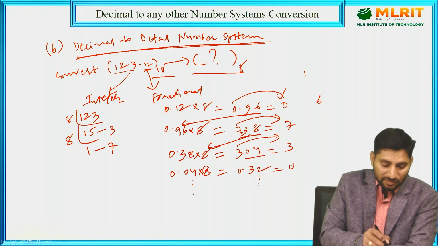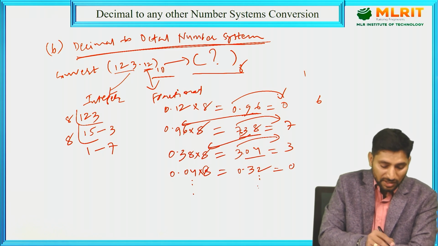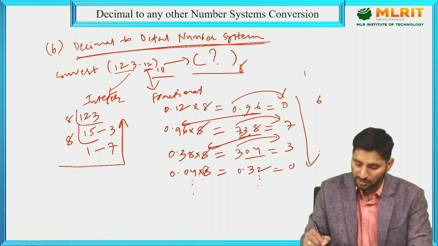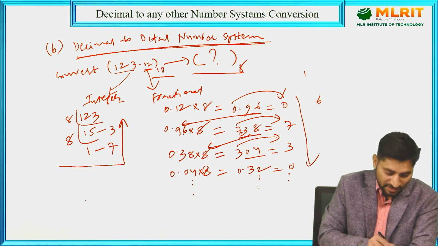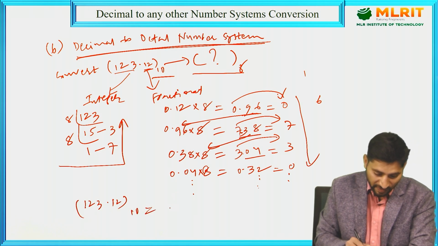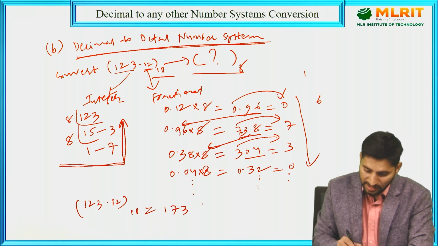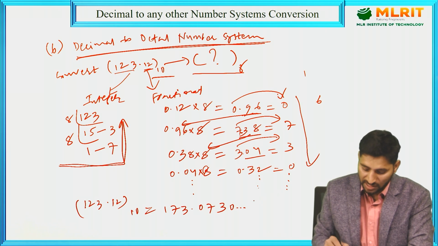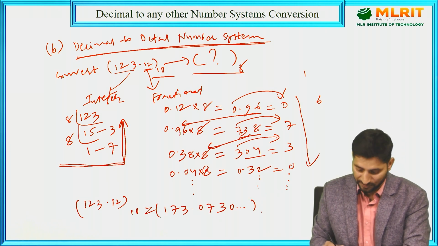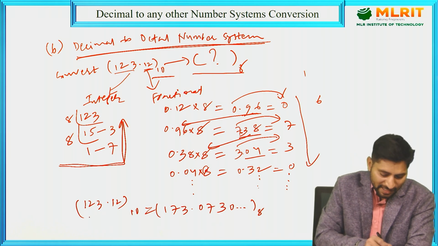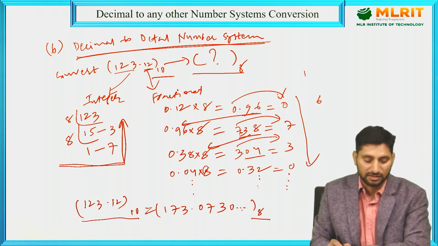While converting from decimal to octal, you take the integer part from down to top and the fractional part from top to bottom. Then write the answer. So now 123.12 in decimal equivalent is 173 point, you have to take from down to top, 173.0730 and there are more samples here, because as I said this is a never ending process. Then write the octal quantity here. So like this I can convert from decimal to octal.